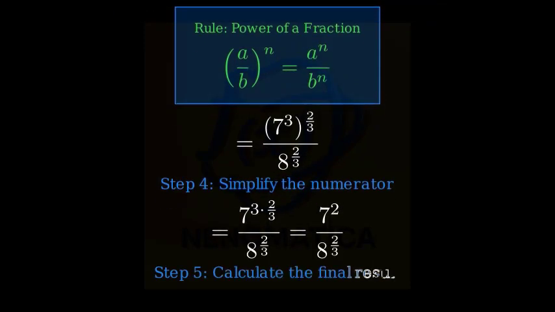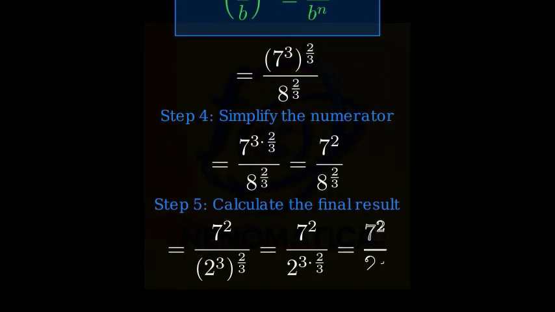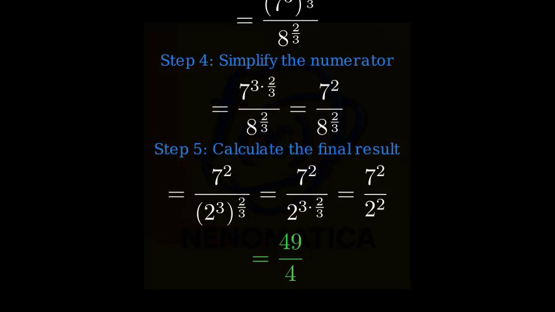Finally, we simplify the expression. In the numerator, 7 squared equals 49. In the denominator, 8 to the 2/3 power equals 4. So our answer is 49 over 4, or 12 1/4.